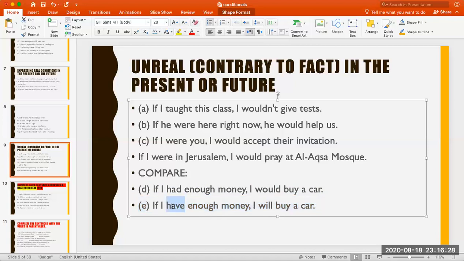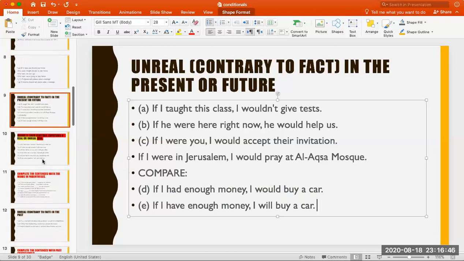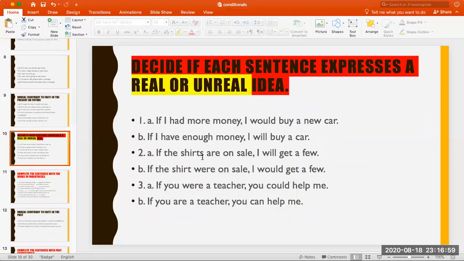But because I use have, there is a possibility that I will have the money sometime soon. Somebody is going to give me money. I might win the lottery. I might get my pension, my retirement. Somebody promised to lend me some money. So both sentences talk about the present or the future. But because it is rule number 2, it's unlikely to happen. Rule number 1 is likely to happen because we use present simple.